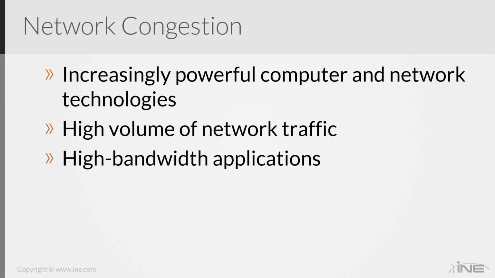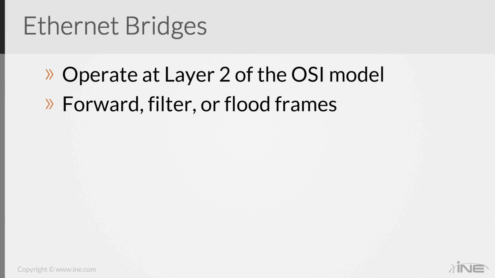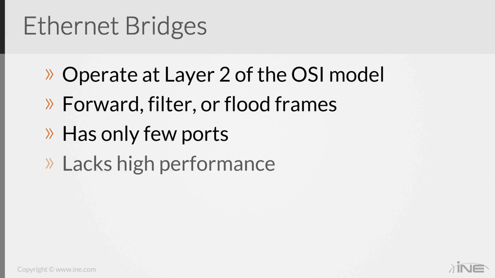Now, Ethernet bridges are unique in their own right. They operate at layer 2 of the OSI model. They forward, filter, and flood frames, sort of like what a hub does, but they only have a few ports and they lack high performance. So all they were designed to do was to interconnect different areas of the network together. That was it. They were just a layer 2 forwarding device, and that was pretty much it. So not a whole lot more I can really go in on bridges.